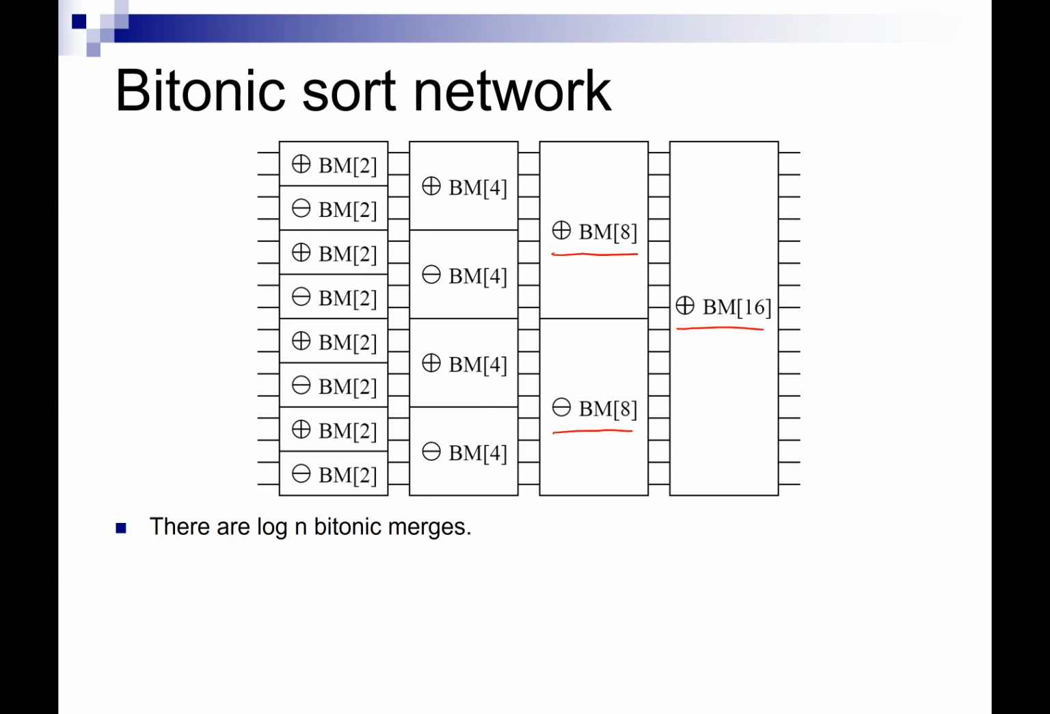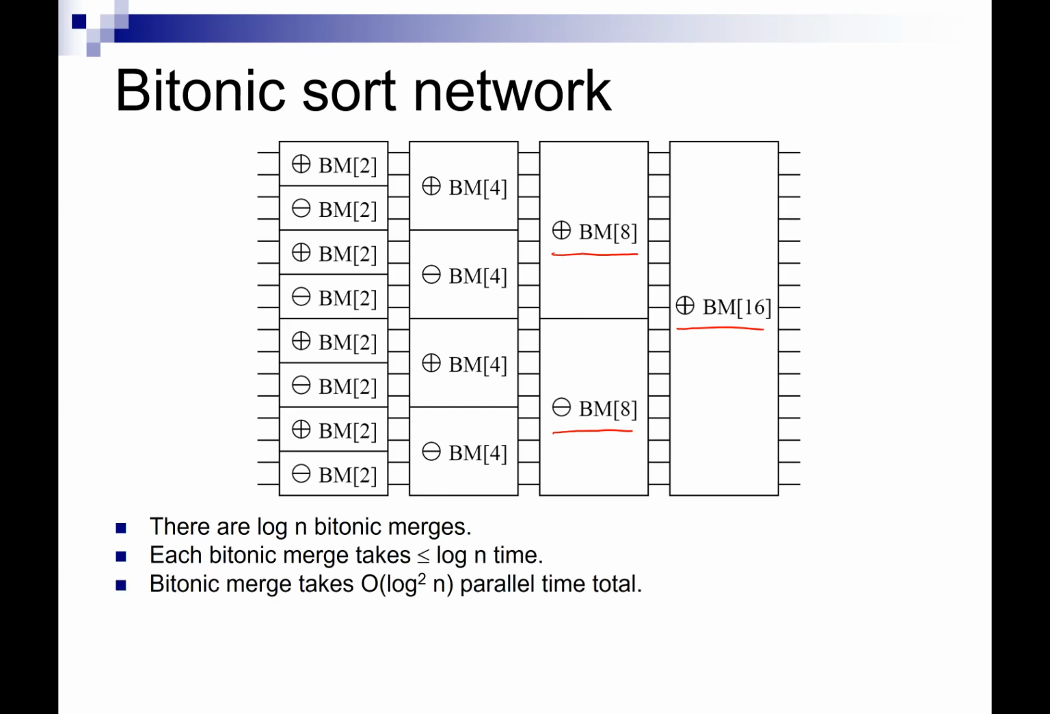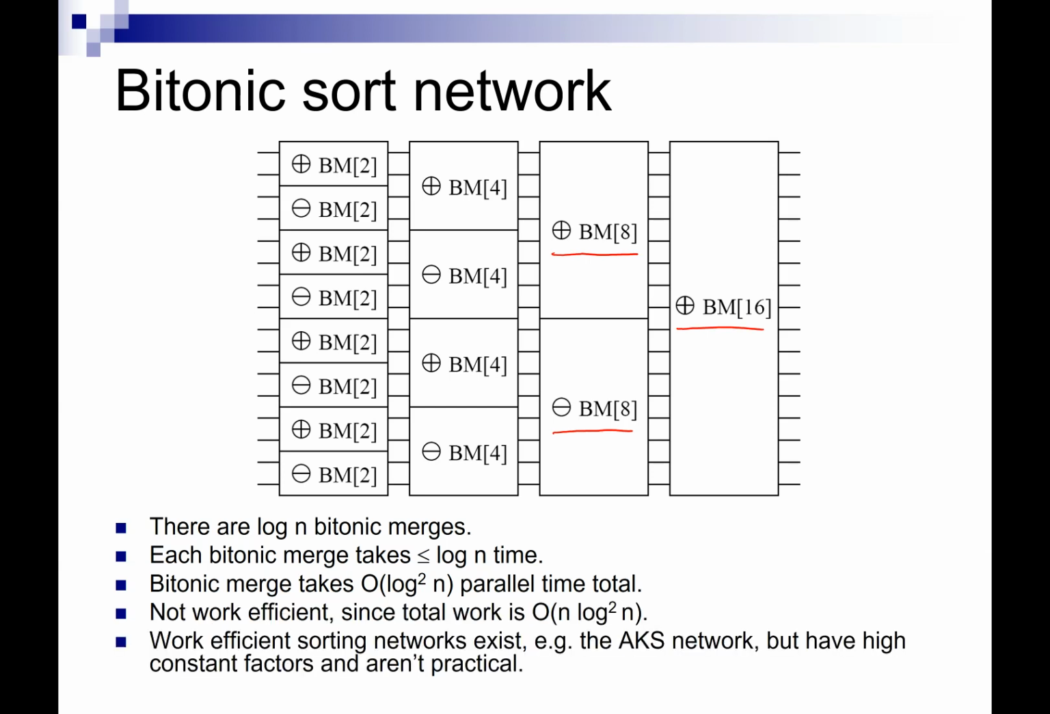All right, so in total, there are going to be log n bitonic merges, because you have to keep doing this until you're down to lists of size 1. Each bitonic merge, we said, was done in parallel using the bitonic merge network, and that took log n time. There are log n bitonic merges in total. So therefore, everything can be done in log squared n parallel time. So bitonic sort takes log squared n parallel time. That's the algorithm.